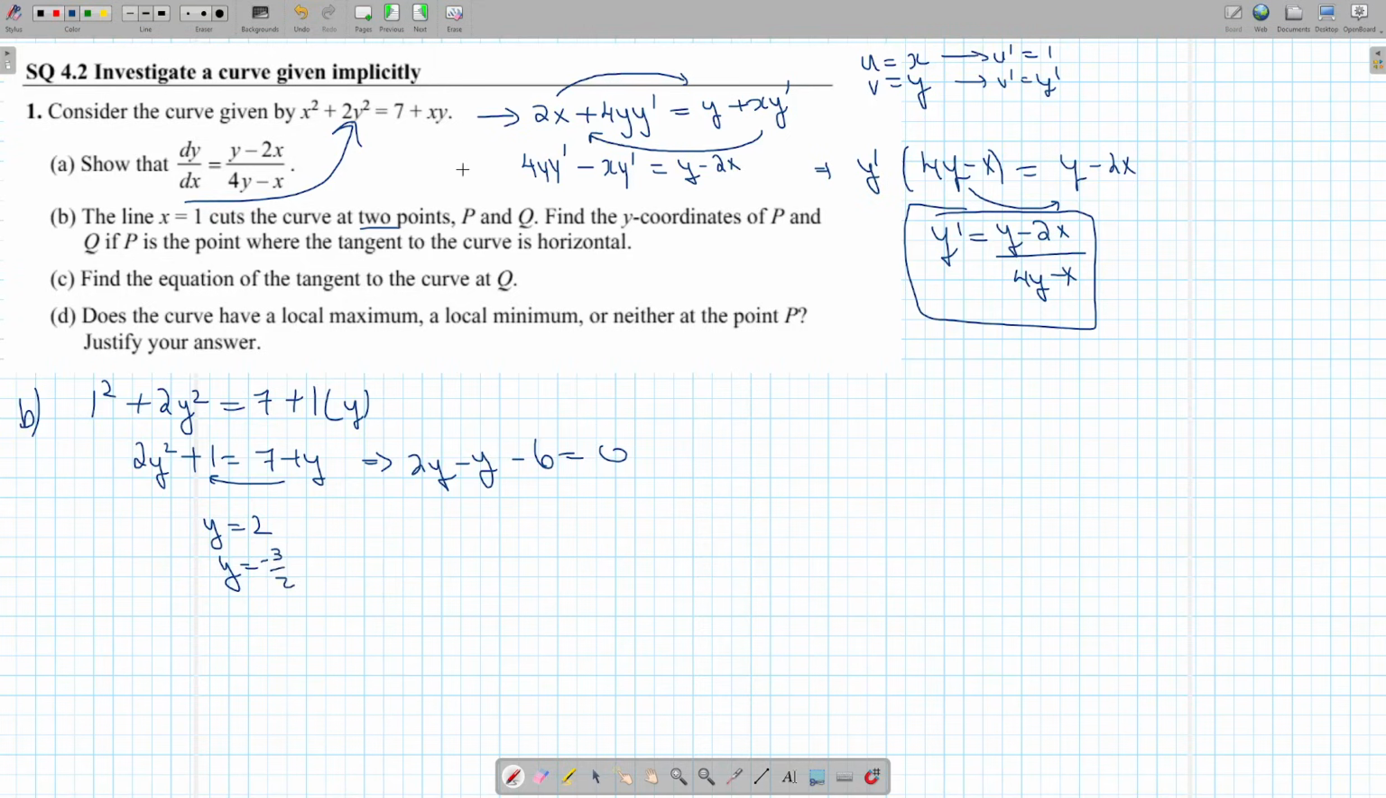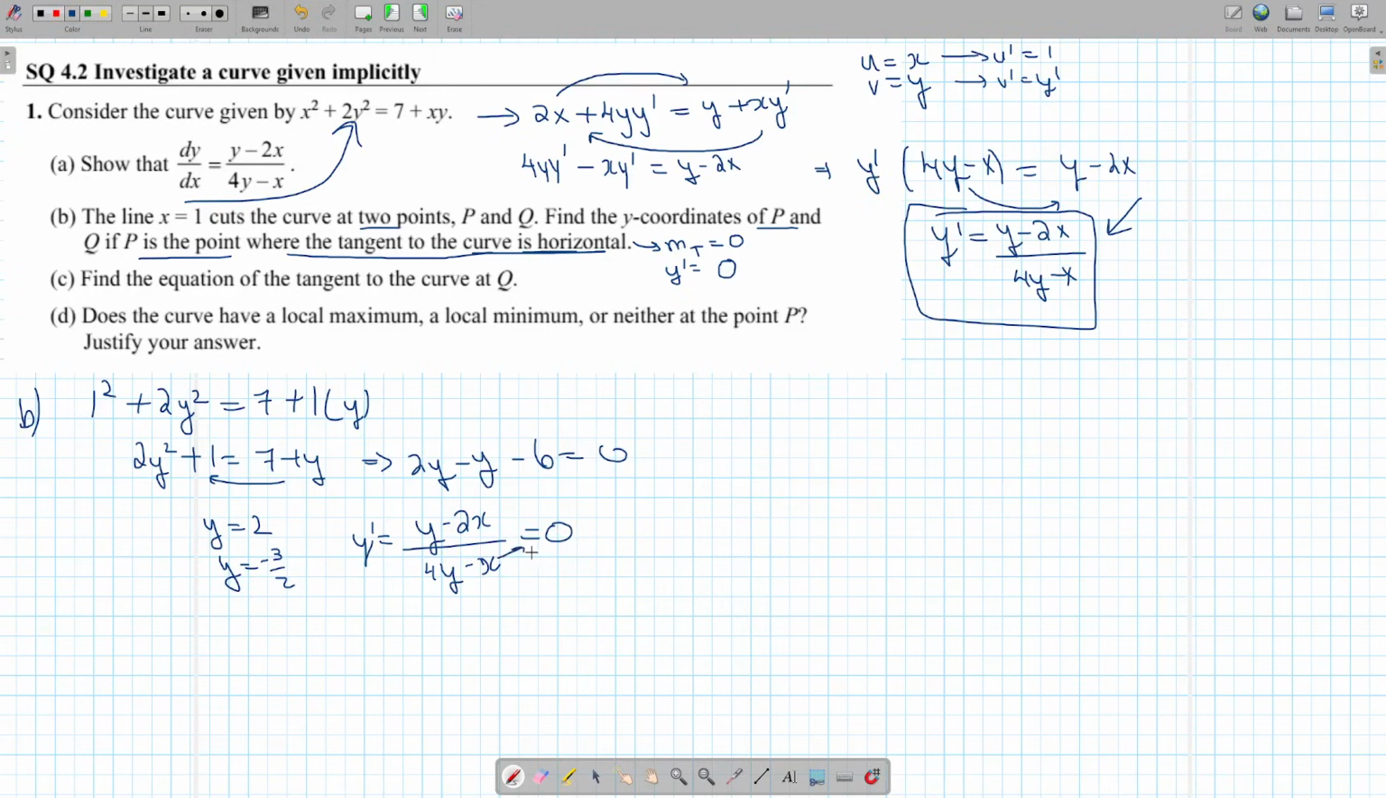Now, which one is for P, which one is for Q? That's the problem. They told you that P, that's why they gave you the extra point of information. P is the point where the tangent to the curve is horizontal. If something is horizontal, what's its slope? 0. So that means the slope of the tangent is 0. If the slope of the tangent is 0, what does that mean? Y prime is equal to what? 0. Okay? So that means you set this here, y minus 2x over 4y minus x, equal to 0 because they're saying that for P, the curve is horizontal.